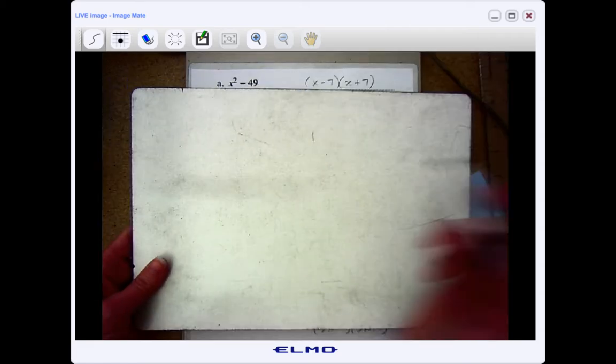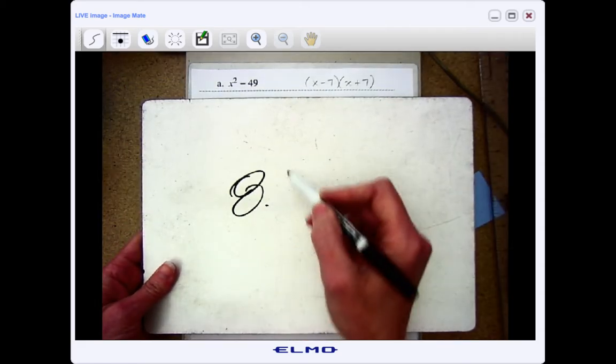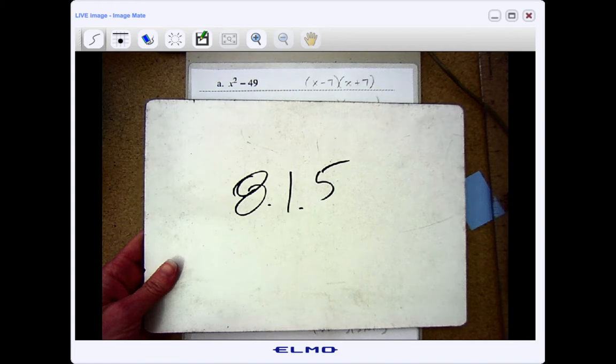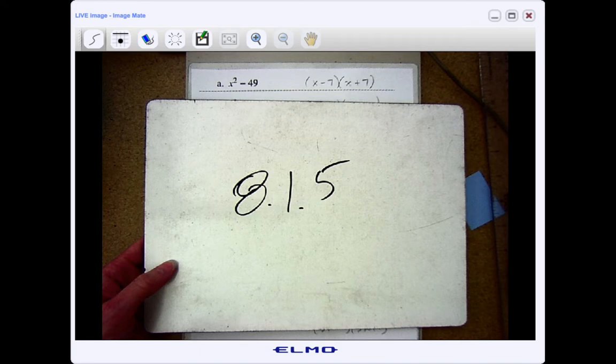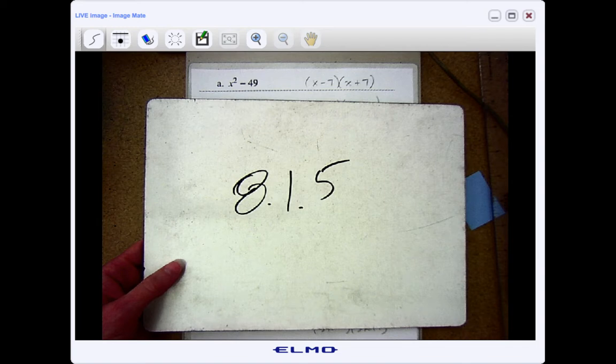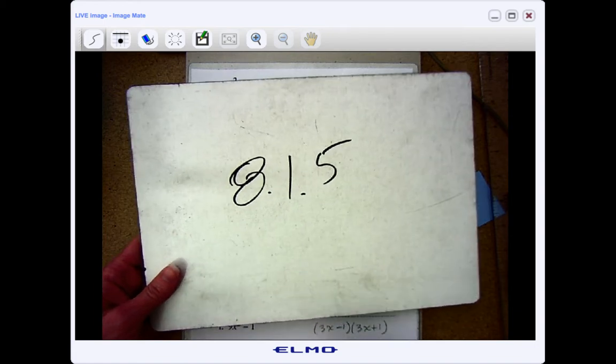Okay, so we're going to work through section 8.1.5. I'm going to guide you through that today. The focus of this investigation is to learn some factoring shortcuts. Do we always have to make the generic rectangle and the diamond, or are there some patterns that we can actually find?